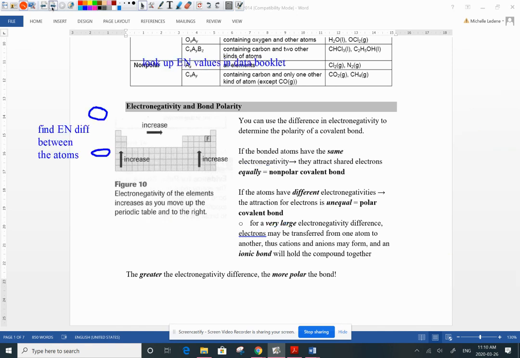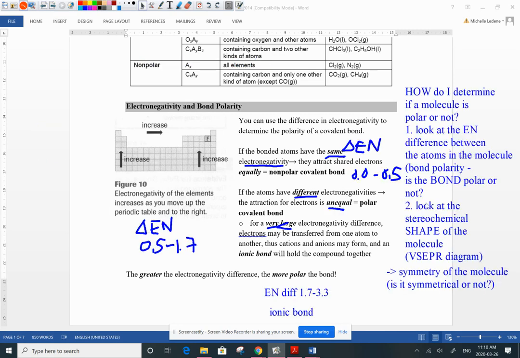So as I mentioned, you have to find your electronegativity differences between the atoms and look up those values in the data booklet. The second thing we'll talk about later in this booklet to determine if a molecule is polar or not is the shape. You draw out the VSEPR diagram and you ask yourself, is the molecule symmetrical or not? Is it equal in terms of how the atoms are distributed all the way around?